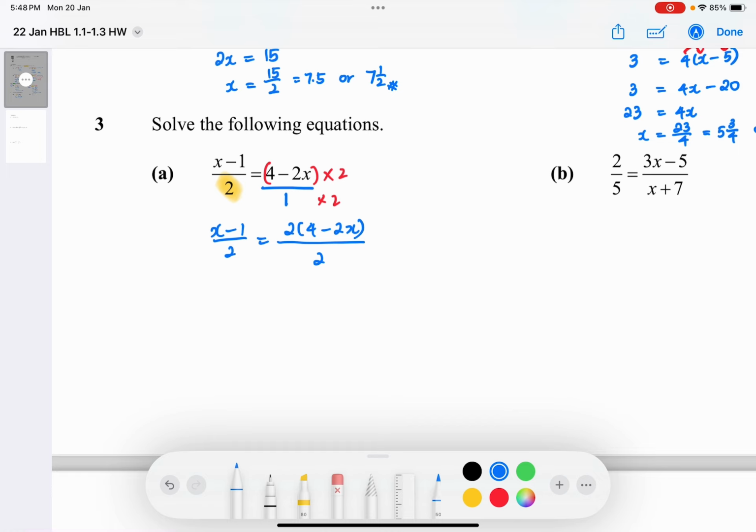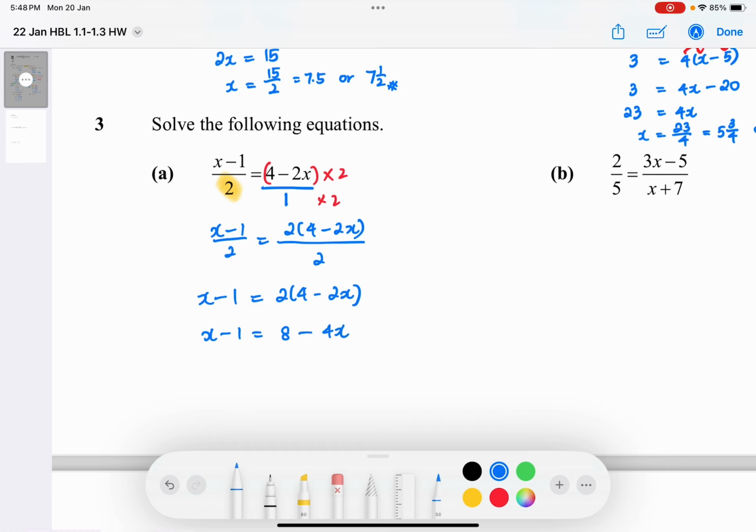Okay, so both having the same denominator, you can now equate the numerators. x minus 1 equals to 2 bracket 4 minus 2x. And then we're going to expand the right hand side to remove the brackets. 2 times 4, that's 8. 2 times negative 2, that's negative 4x.